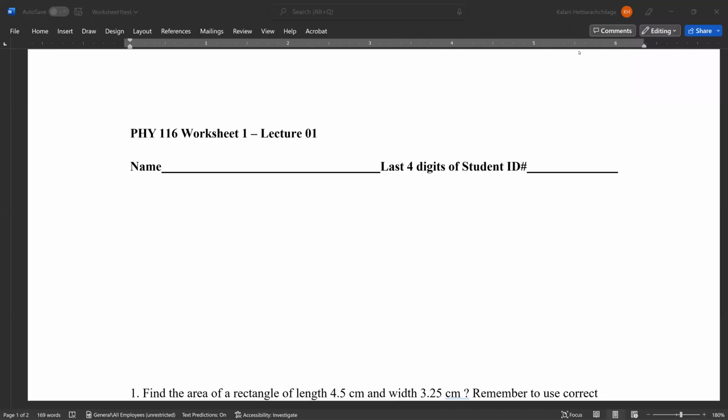Okay, let's go to worksheet number 1 from your lecture number 1. Make sure you review lecture number 1 before you work on your worksheet. In lecture number 1, we discussed measurements, units, uncertainty, and significance. Those are the main concepts of lecture number 1, and this worksheet is aligned with what you learned there, right? Let's summarize what we learned a little bit.